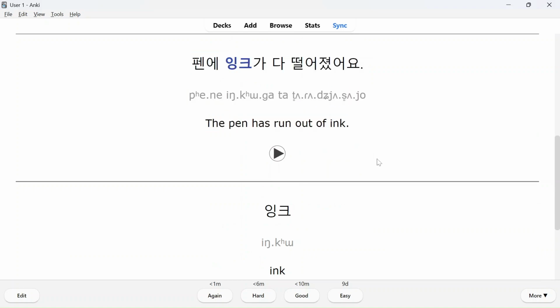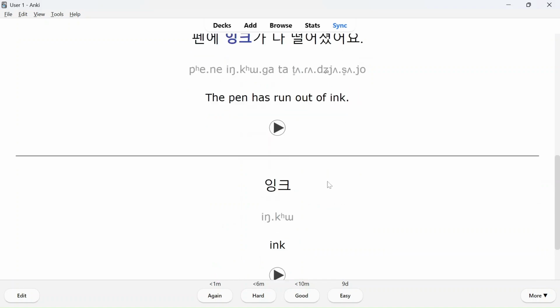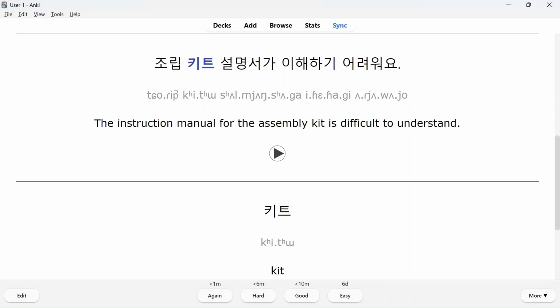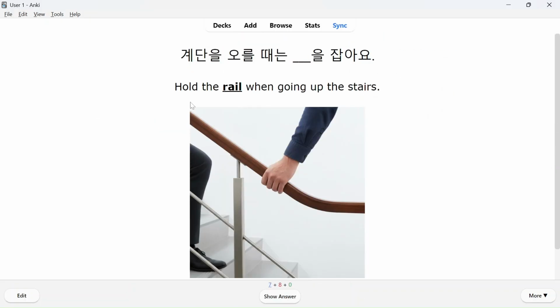Great. So we have the sentence area over here. We have the word area over here. The instruction manual for the assembly kit is difficult to understand. How do you say kit? 조립 키트 설명서가 이해하기 어려워요. 키트. Great.